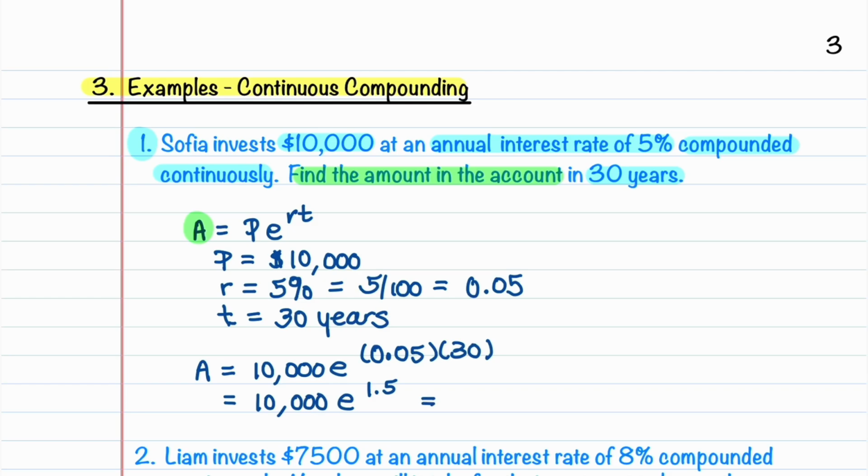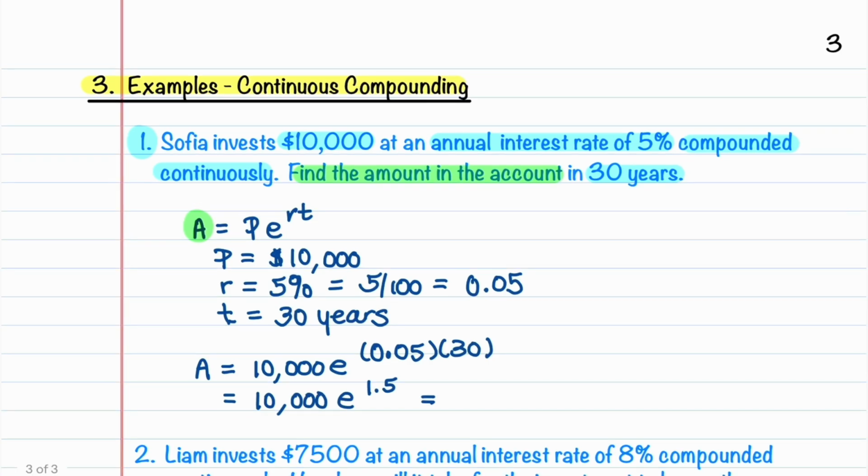Now you can go ahead, put that into your calculator. If you don't have an e, just remember that e is approximately 2.71828. And you get back a value of $44,816.89. And that's how much the account is going to be worth in 30 years.